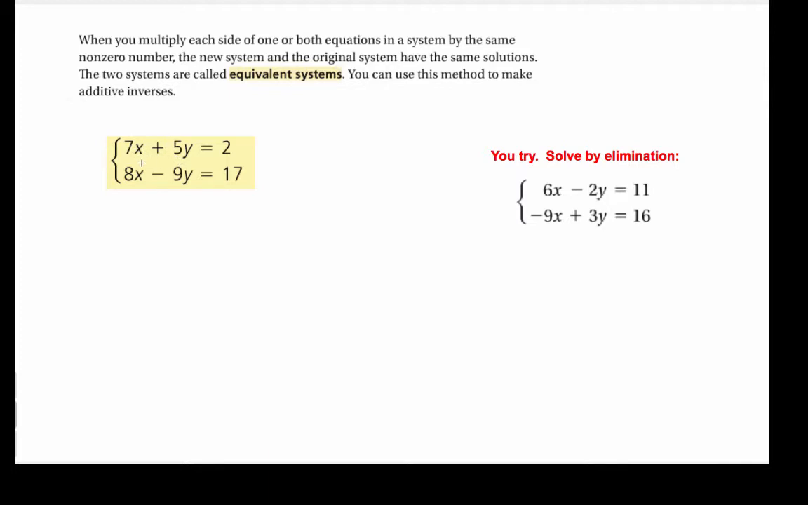If you can't do that, that's a big clue that we're actually going to multiply both of our equations by some value to produce these additive inverses.